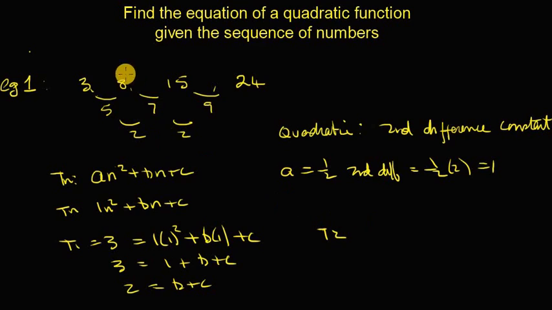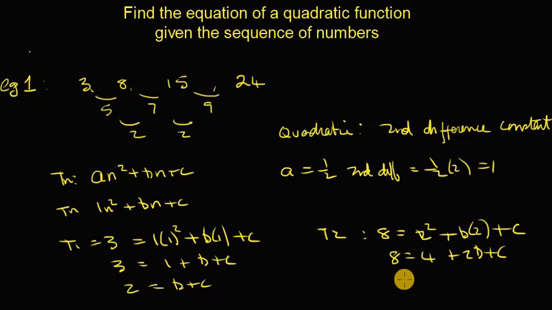Now look at t2. Well, t2 is equal to 8. So we have that 8 is equal to, now we know that it's equal to n squared, which is 2 squared, plus b multiplied by 2 plus c. So 8 is equal to 4 plus 2b plus c. And that means subtract 4 from both sides, 4 is equal to 2b plus c.